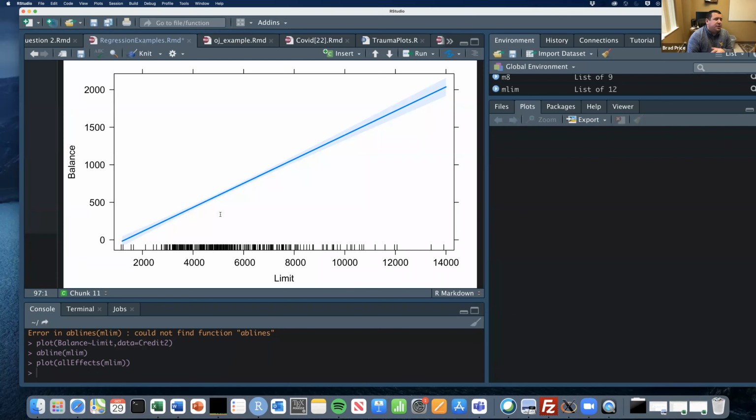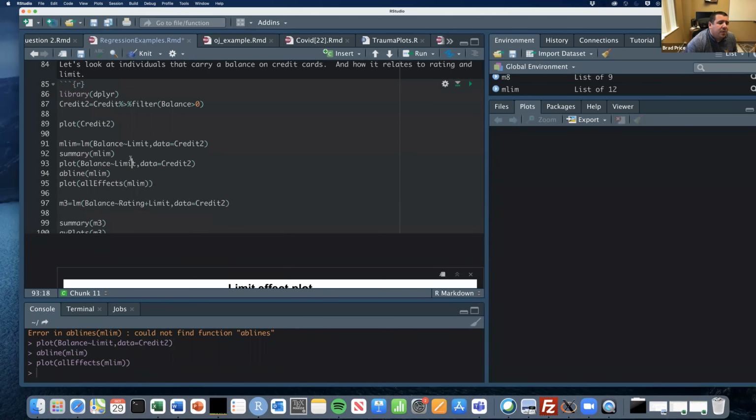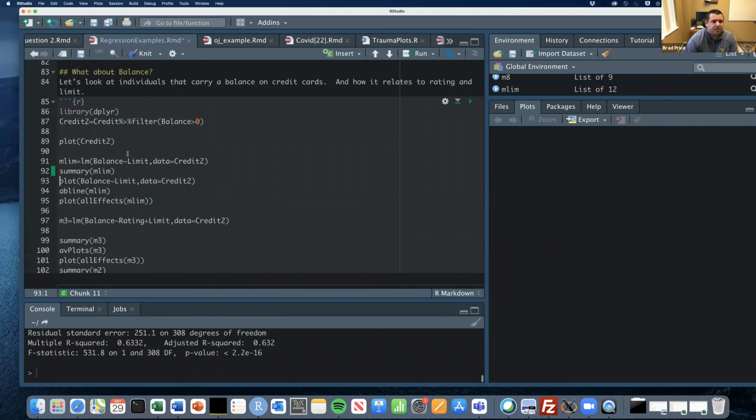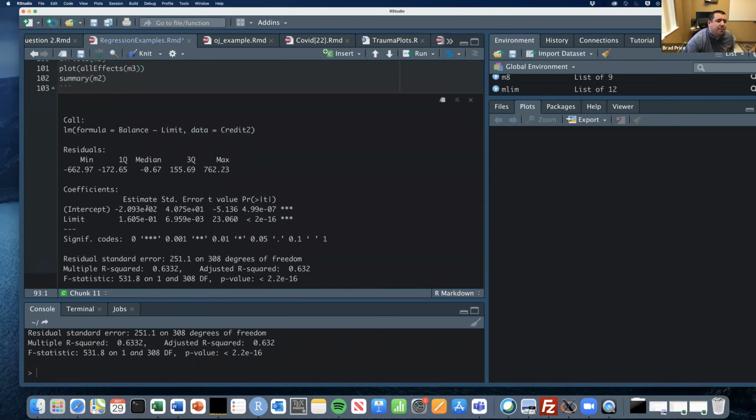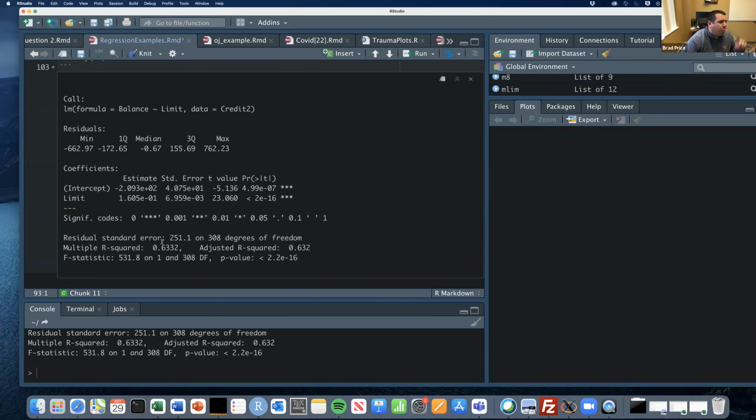All right, so that's great. But what this tells me when I come back up here and look at this summary is that with one predictor, with limit by itself, I can explain about 63% of the variance, which means I have 37% of the variance I can still explain. So let's put another predictor in.